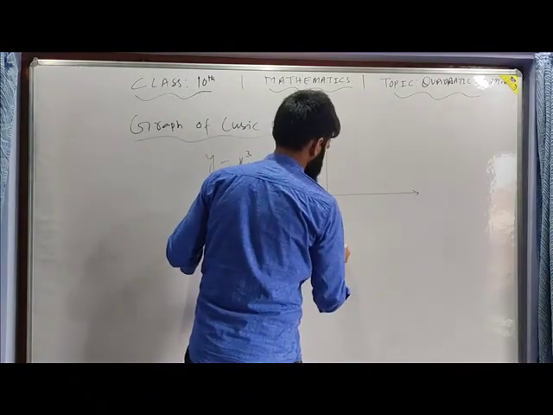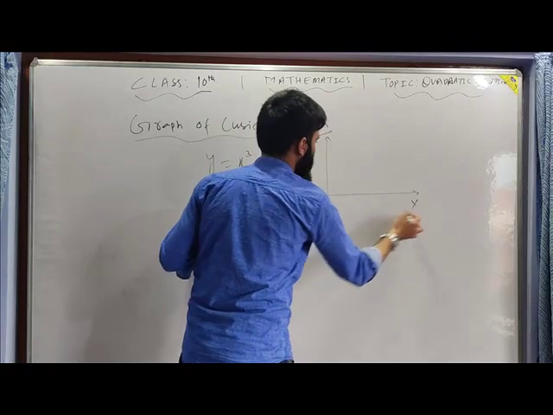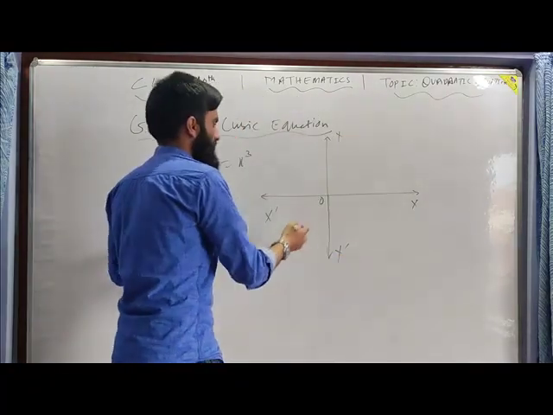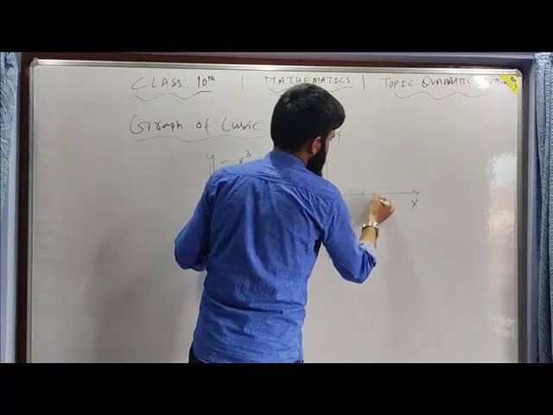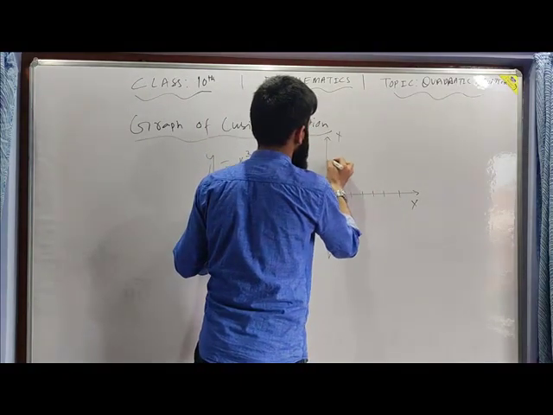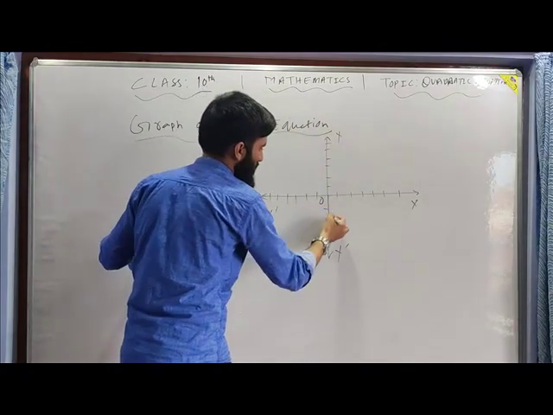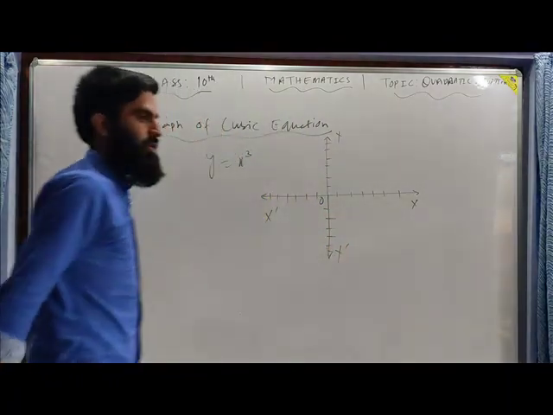So this is OX and X dash here, and this is OY and Y dash here. These are the divisions here: 1, 2, 3, 4, 5, and 6 on each of the four axis directions. You will have it here.